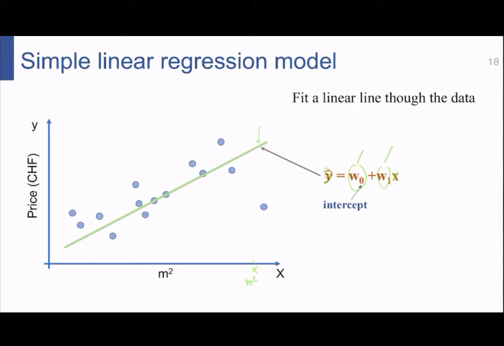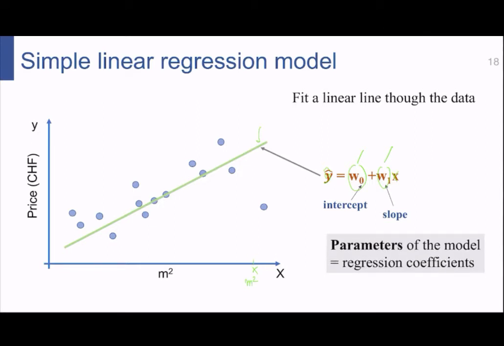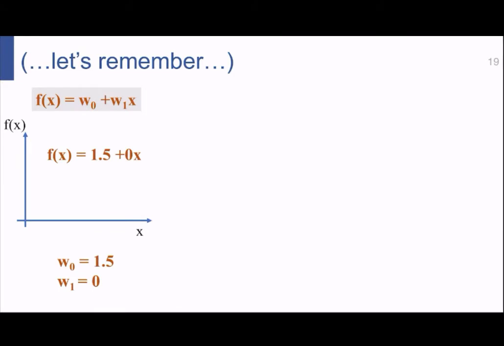If I have these two parameters, then I can completely describe my linear function. The w0 is called the intercept. The w1 is called the slope. And these are the parameters of the model. So when we say in machine learning, I want to learn a model, it means I want to find these parameters. In this case, we have two parameters. These are the regression coefficients.